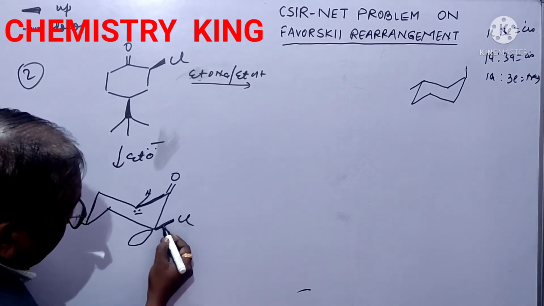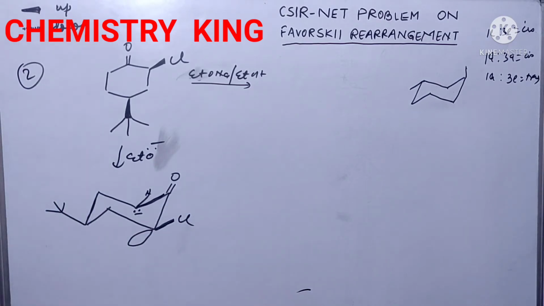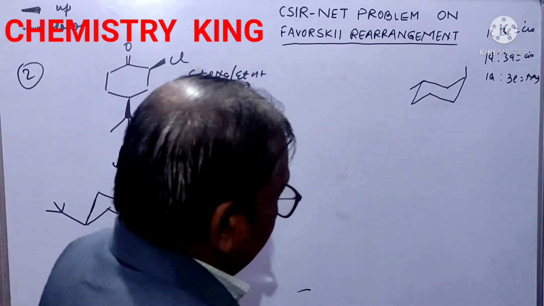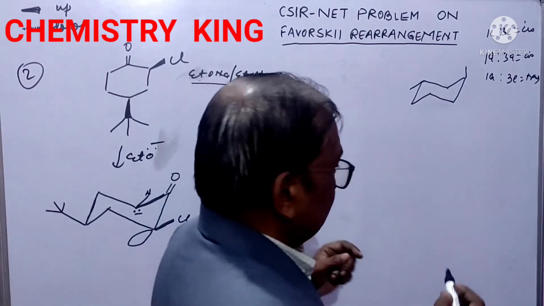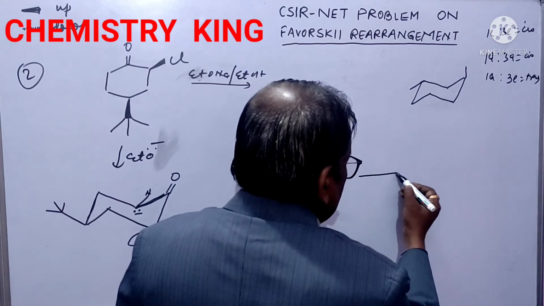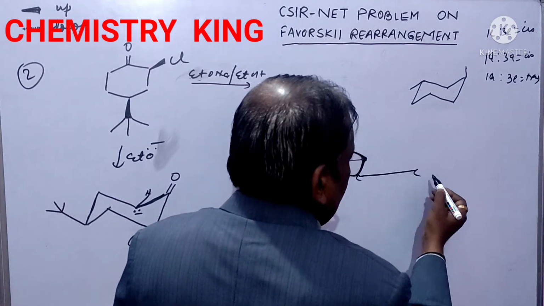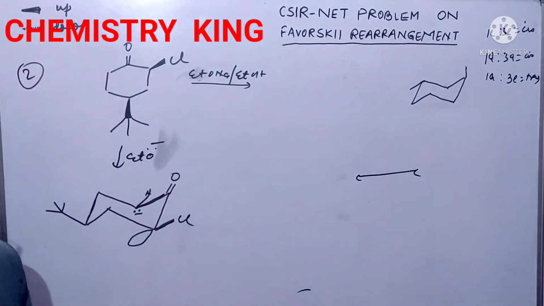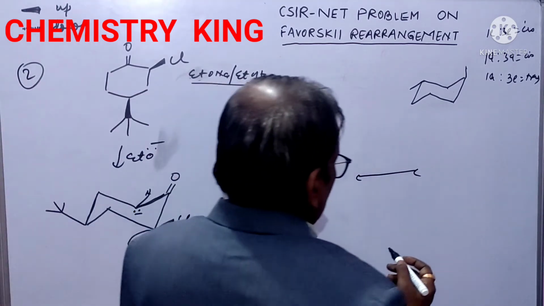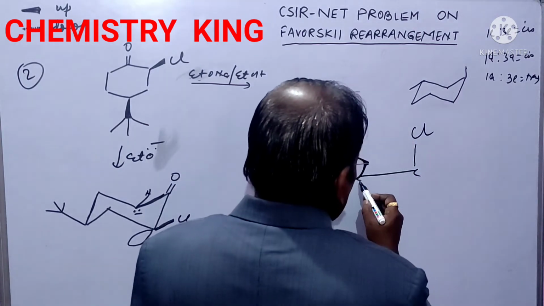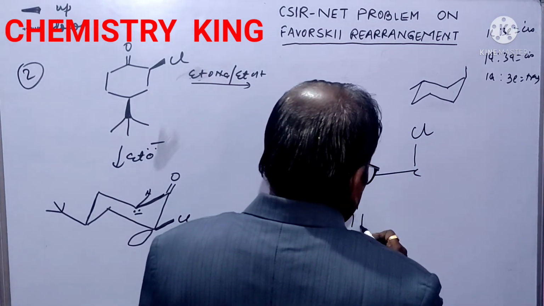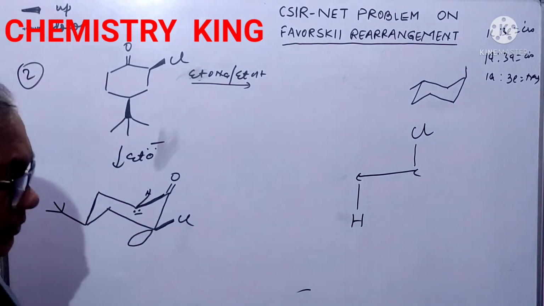These two are anti-periplanar. Friends, what is anti-periplanar? Let us understand. Elimination. Suppose it is carbon, it is carbon. We are talking about ethyl chloride. Then this leaving group and this hydrogen, chlorine and hydrogen.